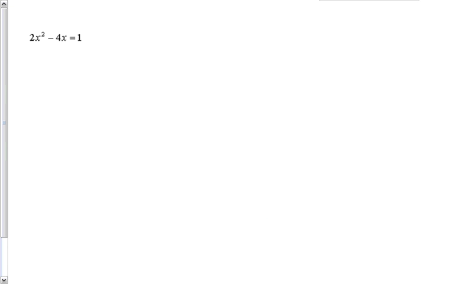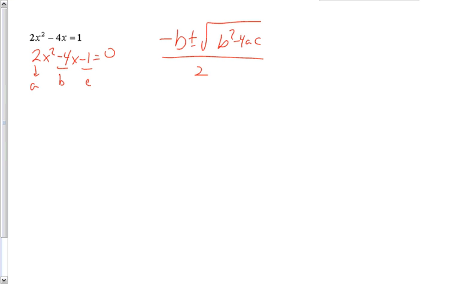Round 2: 2x squared minus 4x minus 1 equals 0. Gotta get it in standard form, so you have to move over the 1. This is my a. Negative 4 is my b. And this is my c. So we use the quadratic formula: negative b plus or minus the square root of b squared minus 4ac, all over 2a. Write out the formula every time.